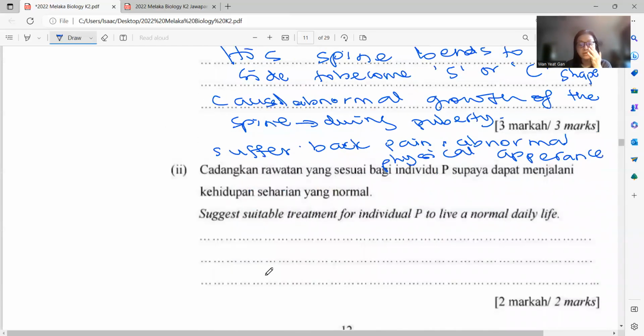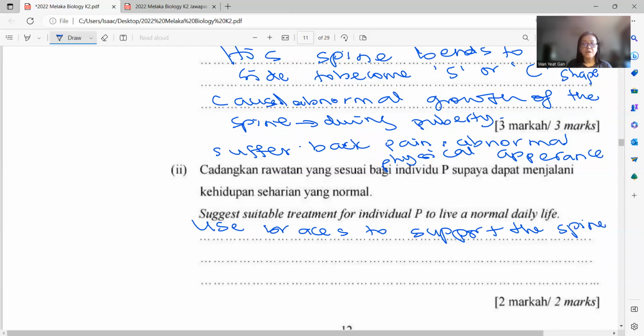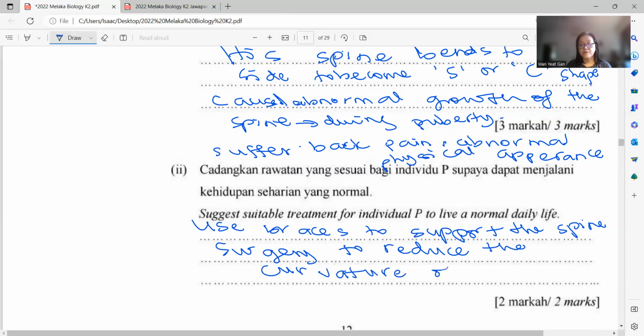Next, suggest a suitable treatment for this individual to be able to lead a normal daily life. Use a brace, or braces, to support the spine. Okay, maybe surgery to reduce the curvature of the spine.